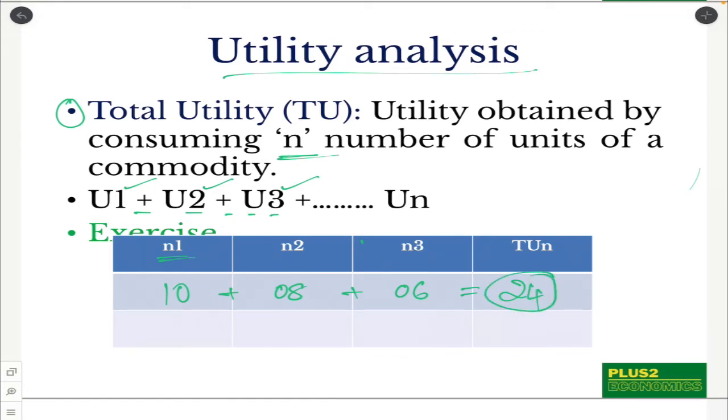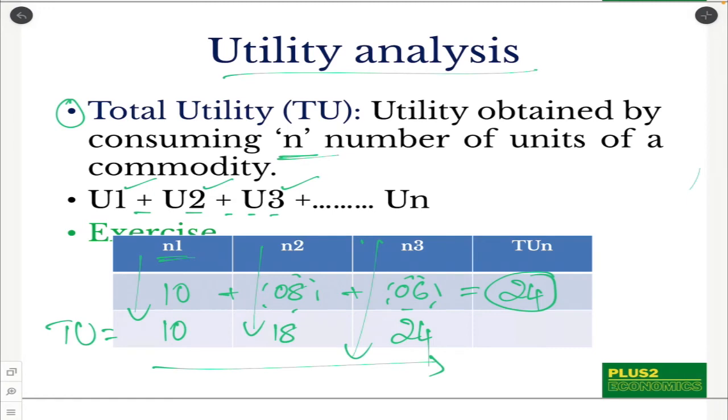This is one way of writing it. But generally, we write it using the cumulative method. So how is that? When we consume the first unit, it is 10 units of utility. When we consume the second unit, we have got 8. So what we do is we add up and write. So 10 plus 8 becomes 18 units. The total utility is 18. In the third one, we have got 6. So 18 plus 6 we add up and write. So it becomes 24. This is the cumulative method of writing. So total utility is equal to 10 with the first unit, 18 with the second unit, and 24 with the third unit. So this is total utility for us.